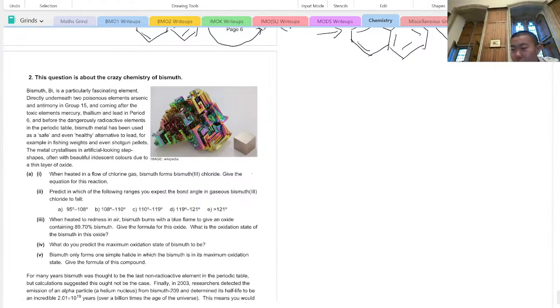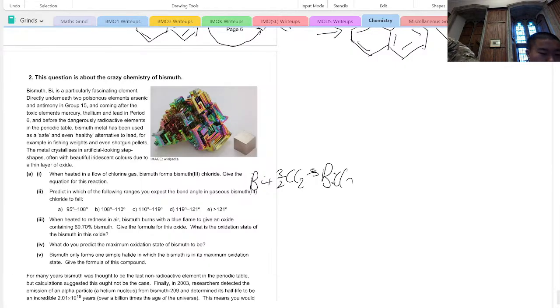When heated in a flow of chlorine gas, bismuth forms bismuth 3 chloride. So you need to write your state symbols. I'm not gonna write my state symbols. And you might be thinking, how do you know it's BiCl3? Because it literally says 3.